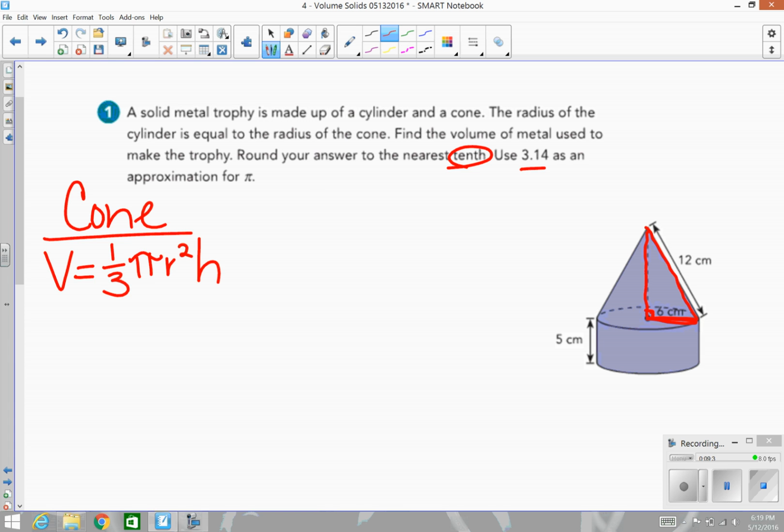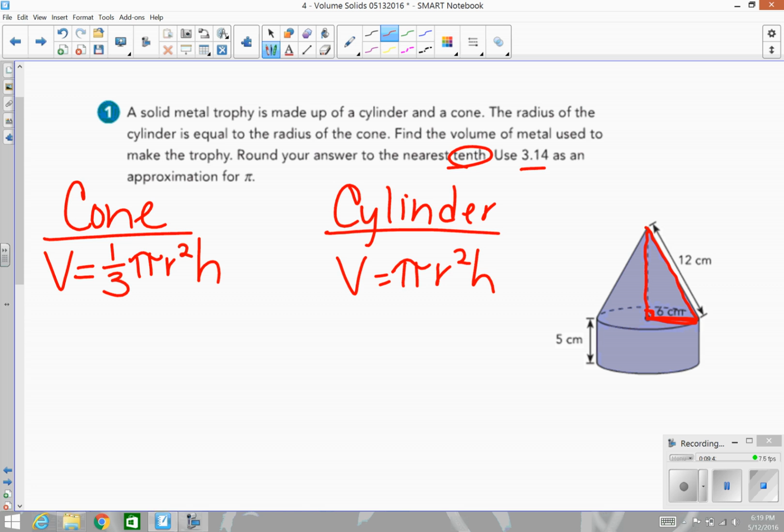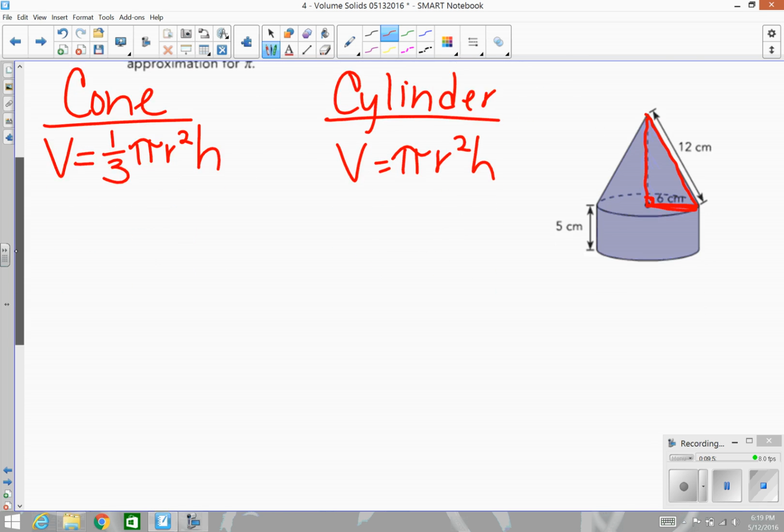We're also going to need to find the volume of the cylinder. That formula is volume equals pi r squared h. For this one, we do have the radius, which is 6, and we do have the height of the cylinder, which is 5. So that one's all set. Why don't we do the Pythagorean theorem so that we can get started on the cone?